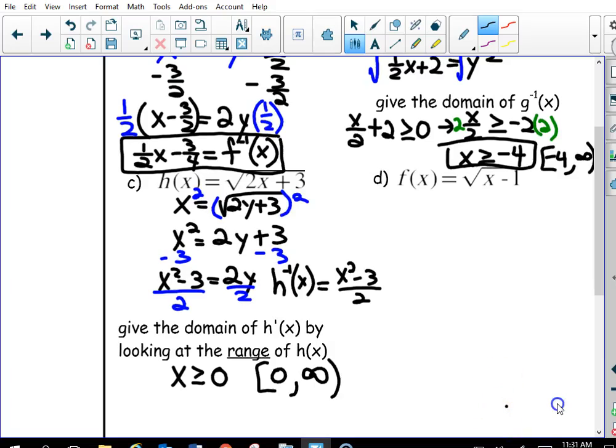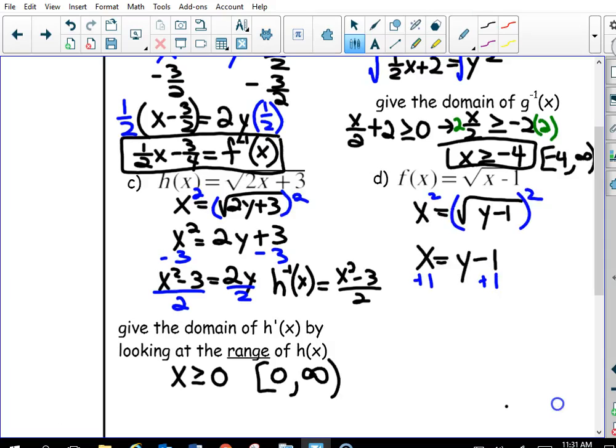Okay, last one. F of x equals the square root of x minus 1. So x equals the square root of y minus 1. So x squared plus 1 equals f to the minus 1 of x.